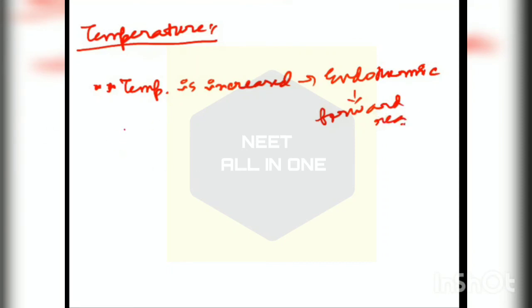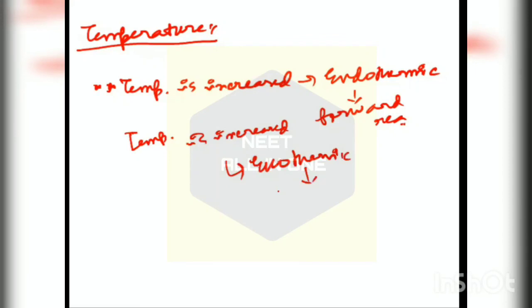But if temperature is increased and it is an exothermic reaction, then the reaction will be backward reaction. Now many of you are thinking about why this is happening. I'm going to explain that to you.